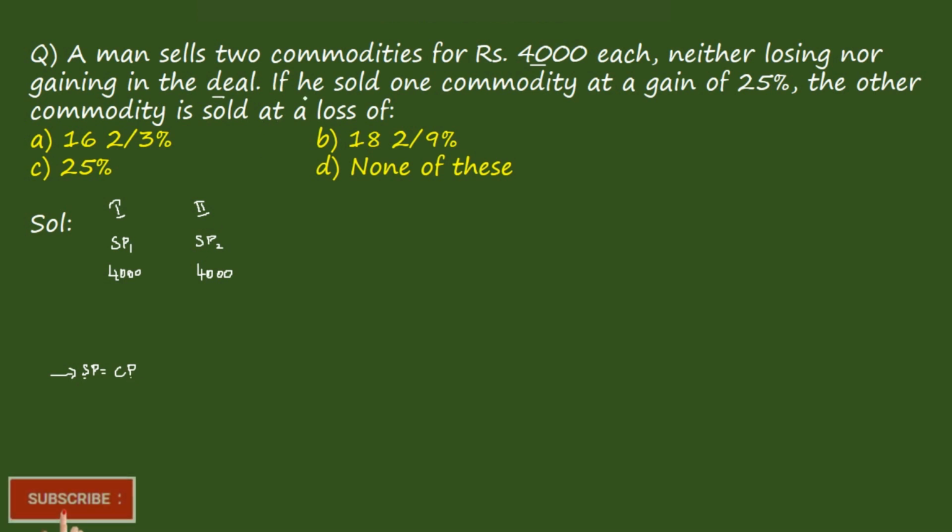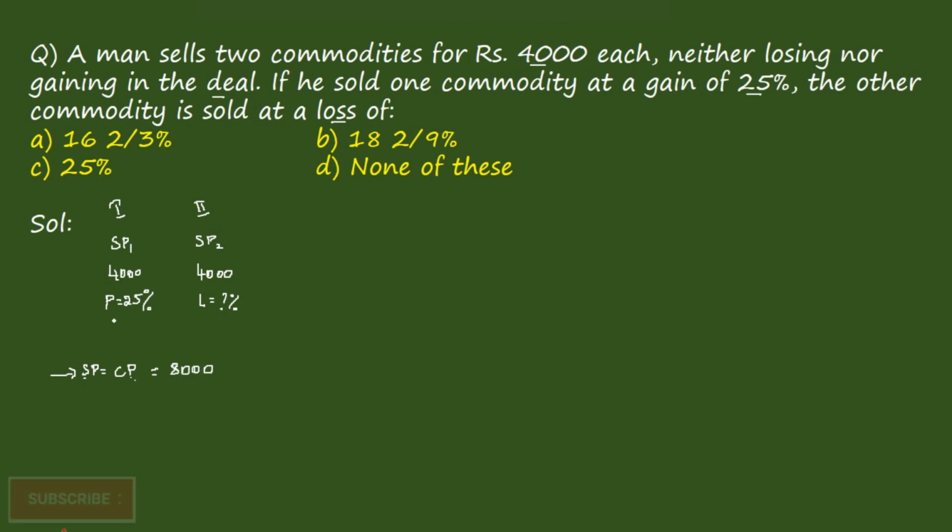Again, they are saying if we sold a commodity at a gain of 25%. Okay. One of the commodities, the profit is given as 25%. Right. Now again, they are saying the other commodity is sold at a loss of. Okay. Then the other one should be going with some loss. With what percentage? We have to find it out. Right. Now they have given that there will be neither loss nor gain. Selling price is equal to cost price. Right. Your total selling price is equal to nothing but 4,000 plus 4,000, which is equal to 8,000 rupees.